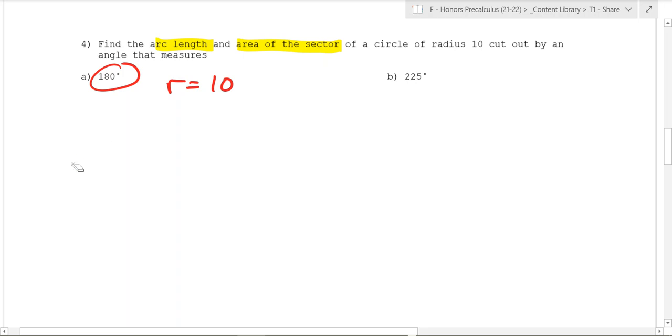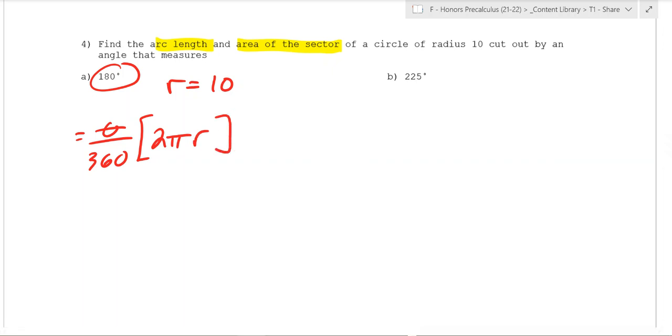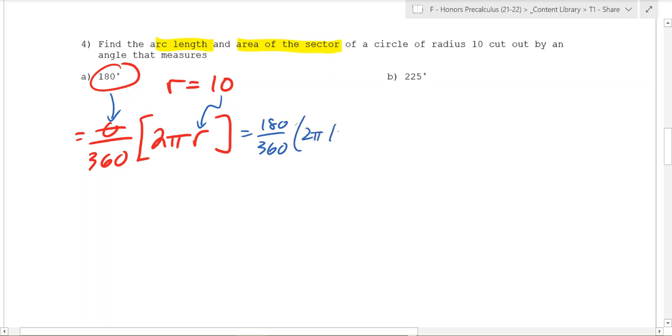The arc length is going to be, remember, theta over 360, this is the formula, times 2 pi times r. So in this case, the r is 10 and the theta is 180. So that's going to be 180 over 360 times, not equals, times 2 pi times 10.